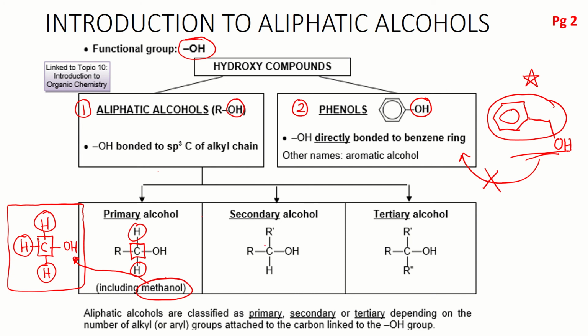For the secondary alcohol, the carbon directly bonded to the OH group has only 1 hydrogen and 2 R groups. So this kind of alcohol will be a secondary alcohol, and a tertiary alcohol simply has 3 R groups directly attached to the carbon with the OH group. Now, this classification of primary, secondary, and tertiary alcohol will become important when we look at the reactions of alcohol later.